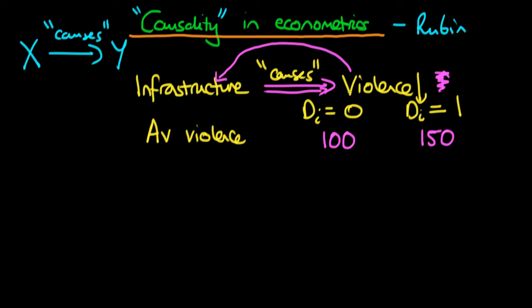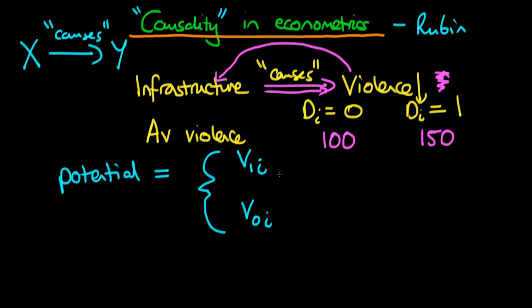So using this example, we're going to talk about the conditions under which we can say that infrastructure spending actually causes a decline in violence. To talk about that, we need to define for each given state the level of potential violence. I'm going to define exactly what I mean by that. The level of potential violence for any given state can take on one of two values. It can take on a value of V_1i if that state did receive infrastructure spending, in other words, if D_i was equal to 1. And it can take on a value of V_0i if D_i is equal to 0.